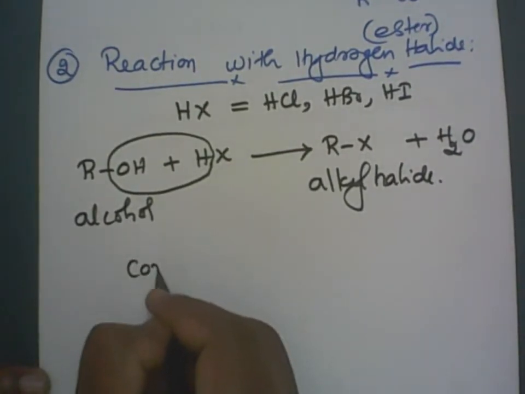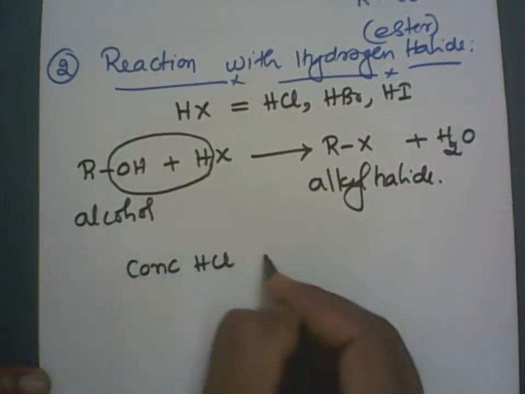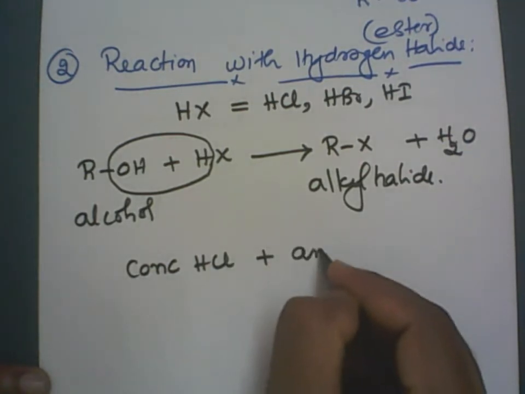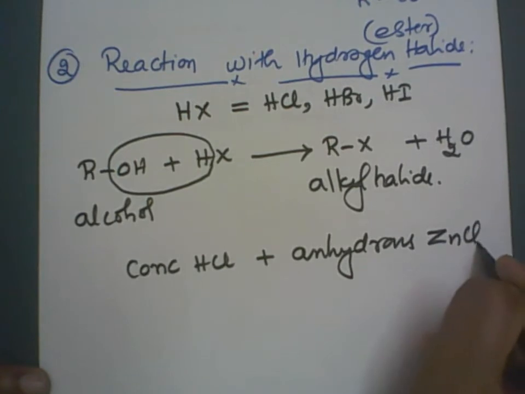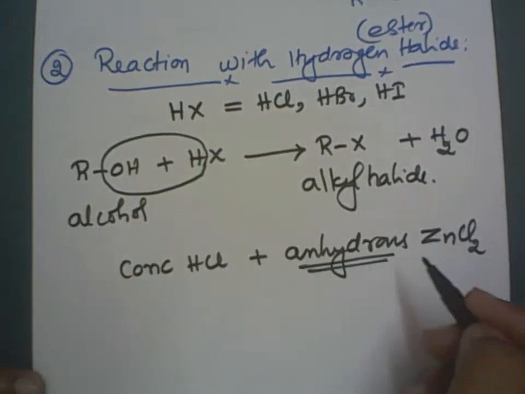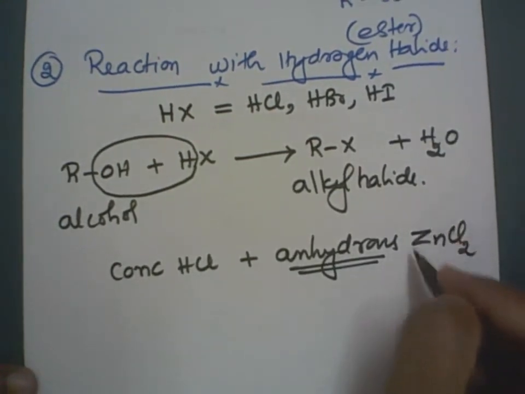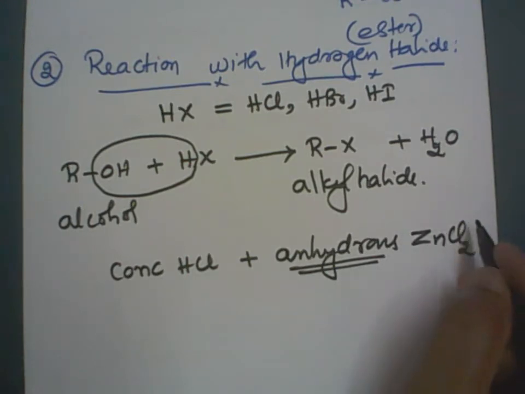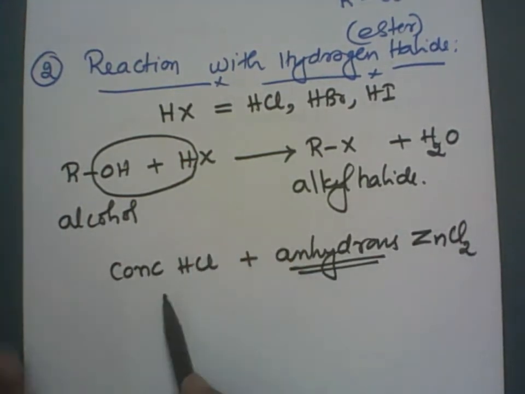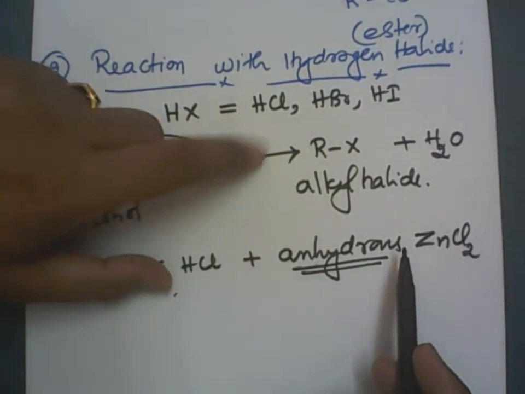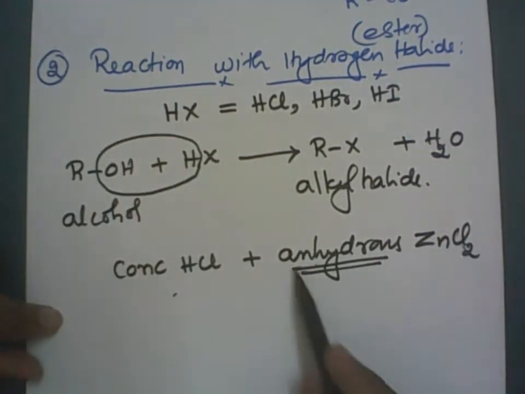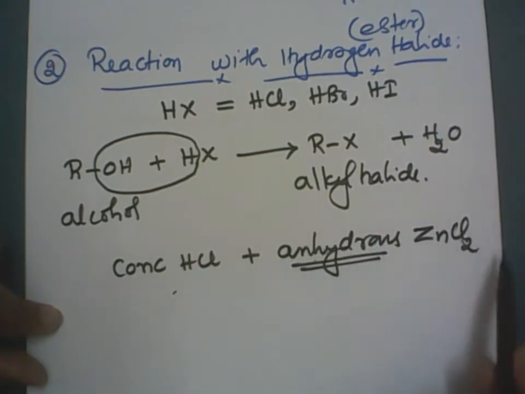Now, if I make use of concentrated hydrochloric acid and anhydrous zinc chloride. What do you mean by anhydrous? Without moisture. Otherwise, zinc chloride can take up water molecules easily. So, we can make use of hydrochloric acid along with the anhydrous zinc chloride, which is a catalyst for the reaction. Whenever this kind of catalyst is there, the rate of reaction increases.